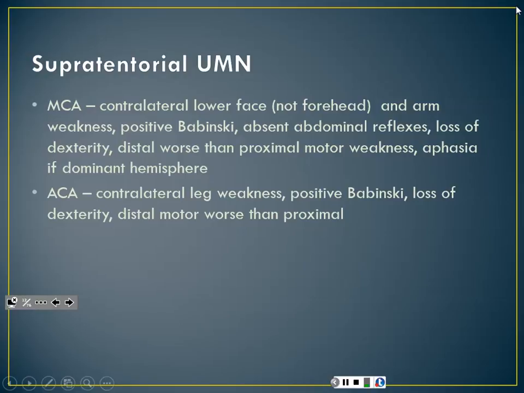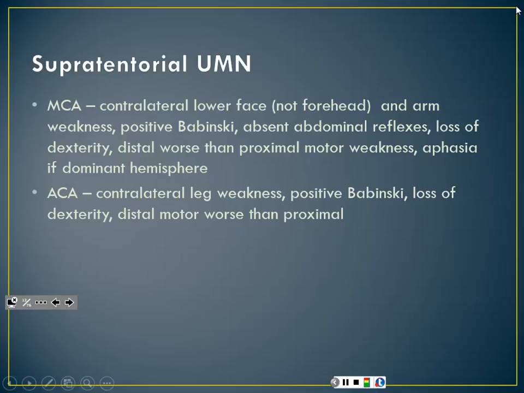So, we've talked about stroke earlier. Within the upper motor neuron patterns, there are patterns that tell us where it is. And we talked about 2 of those. We talked about middle cerebral and we talked about anterior cerebral. And it doesn't have to be vascular. It could be a tumor. It could be an abscess.